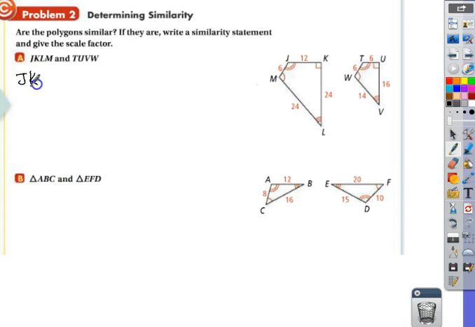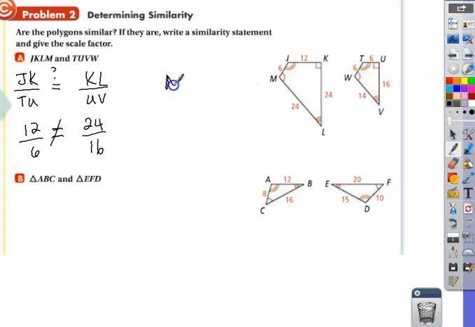So JK corresponds with what? TU. And that should equal KL corresponds with what? UV. So that looks a little bit fishy right there. Let me just check for those. So JK is 12, TU is 6, KL is 24, UV is 16. Does 12 over 6 equal 24 over 16? This is 2, but this is not 2. Those are not equal. So since they're not equal, the figures are not similar.